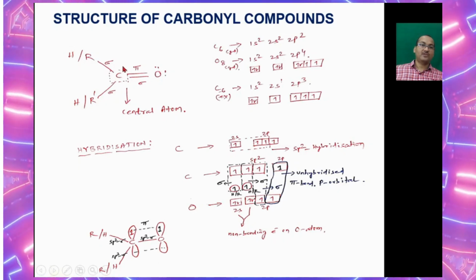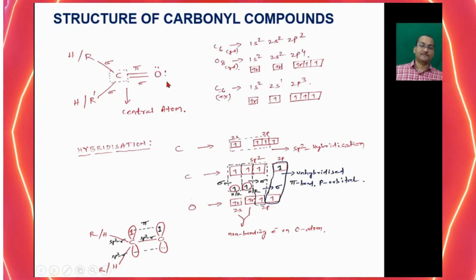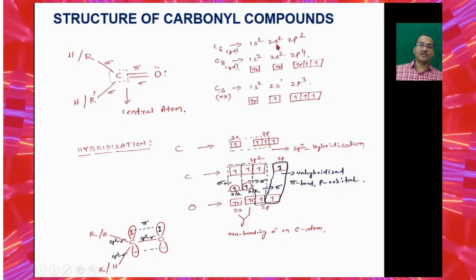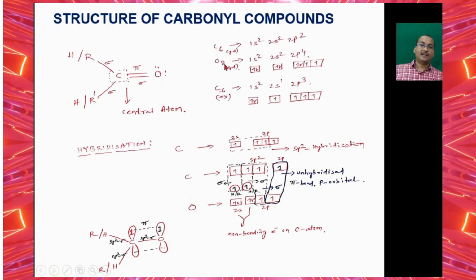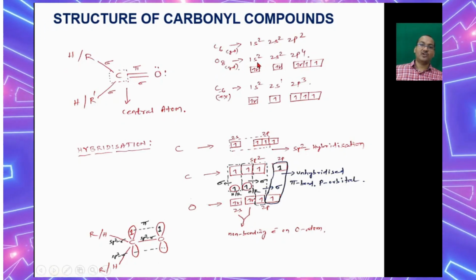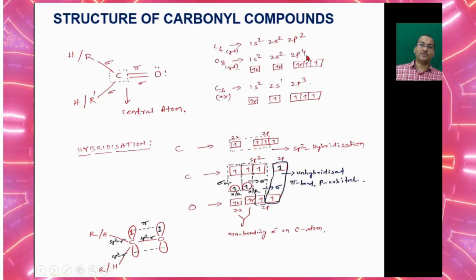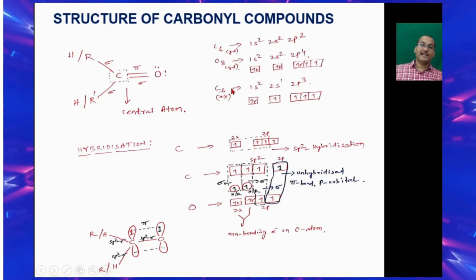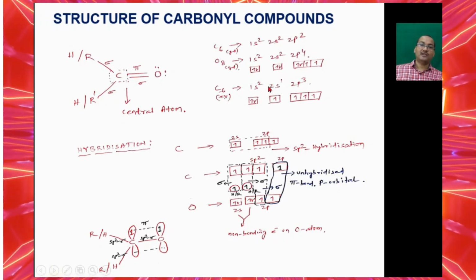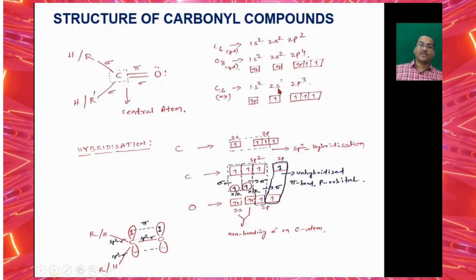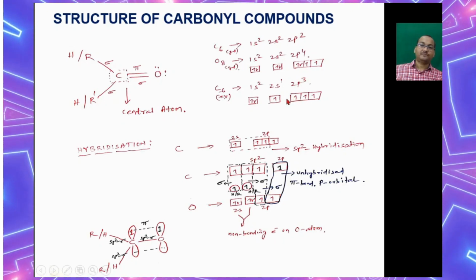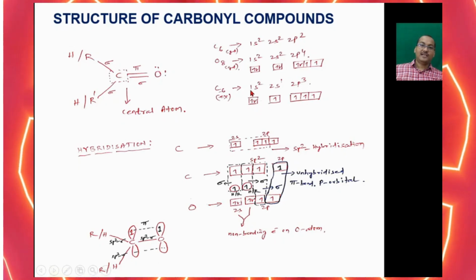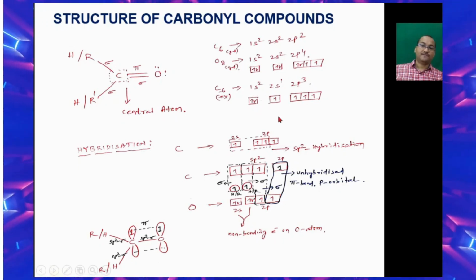So let's talk about the structure in terms of hybridization. Carbon has atomic number 6, and its electronic configuration is 1s2, 2s2, 2p2. Oxygen has atomic number 8, and in the ground state its electronic configuration is 1s2, 2s2, 2p4. This is how we write it. Then, for carbon in the excited state, one of the 2s electrons goes to the 2p orbital. So the electronic configuration is written as 1s2, 2s1, 2p3.